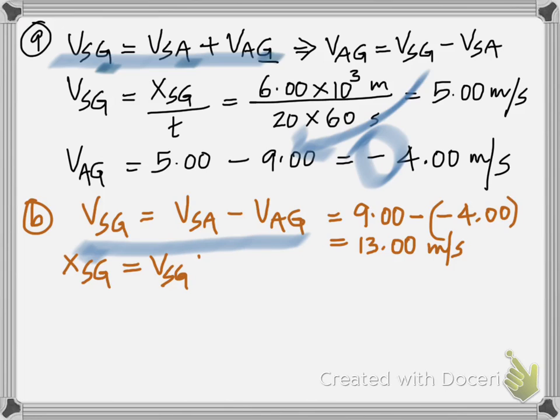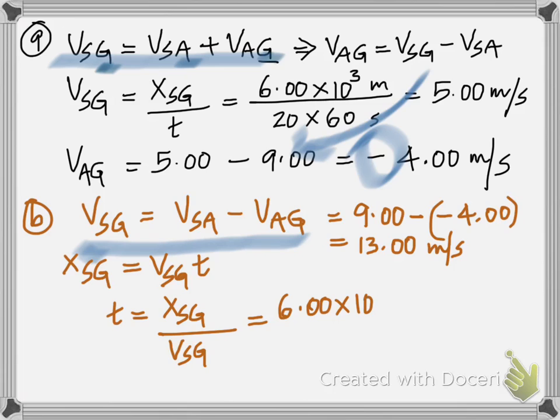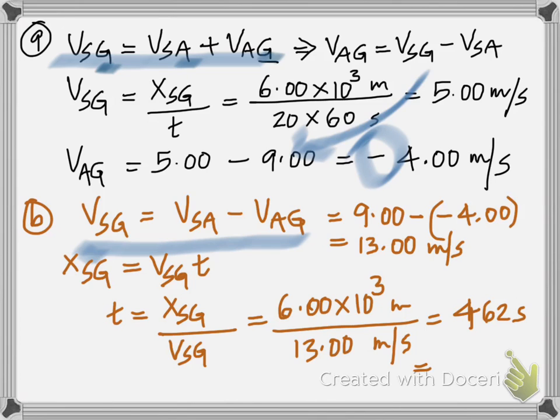Therefore, how much time will it take? Displacement is velocity multiplied by time. Time is displacement divided by velocity. You get 6 times 10 to the 3 kilometers into meters, divided by the velocity, which will give you the time in seconds: 462 seconds. To get a better idea, we could change it into minutes by dividing by 60. So that's 7 minutes 42 seconds.